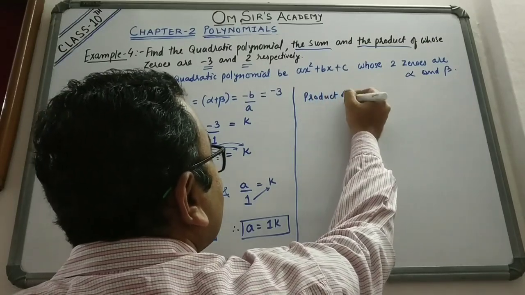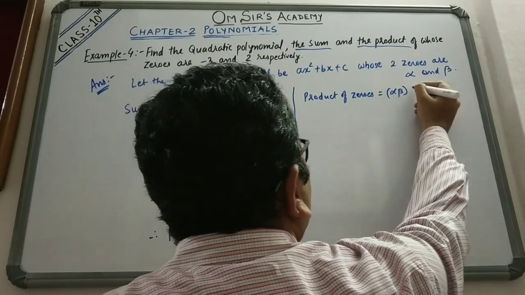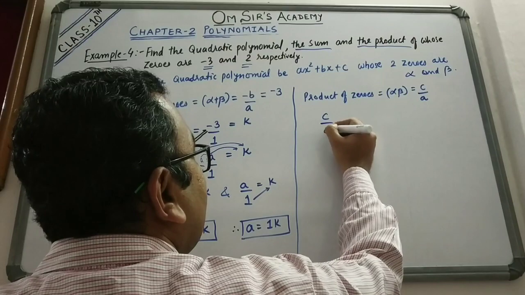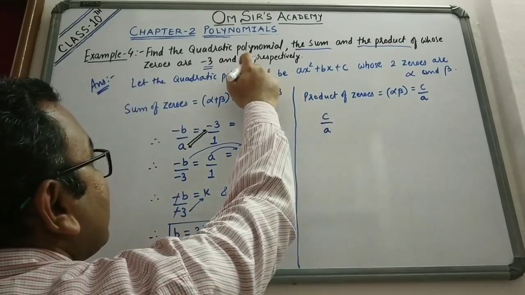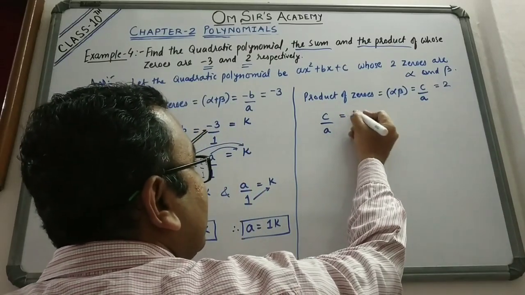Now I'll apply the other one, that is the product of zeros. So the product of zeros, what is it? That is alpha into beta, which is equal to c upon a. So c upon a, the value of the product of zeros, is what? 2. Okay, so it is equal to 2. So c upon a is 2.